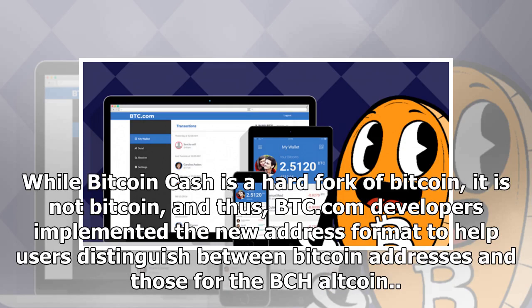While Bitcoin Cash is a hard fork of Bitcoin, it is not Bitcoin, and thus BTC.com developers implemented the new address format to help users distinguish between Bitcoin addresses and those for the BCH altcoin.